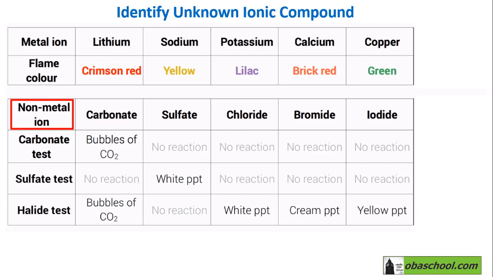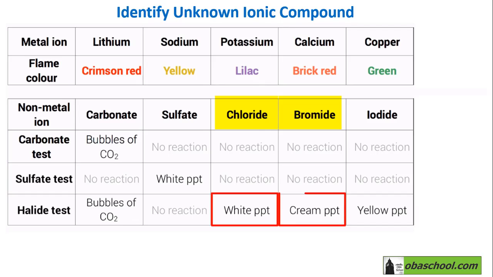However, for the nonmetal ions, we have seen the carbonate test. If you have a carbonate in your unknown, you will get bubbles of CO2. If you have sulfate, you will get a white precipitate. If you have a chloride, you will get a white precipitate. If you have a bromide, you will get a cream precipitate. And if you have an iodide, you will get a yellow precipitate.